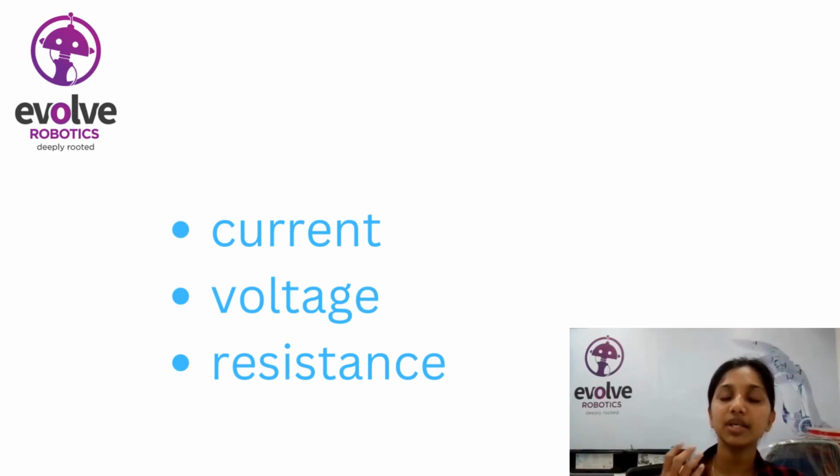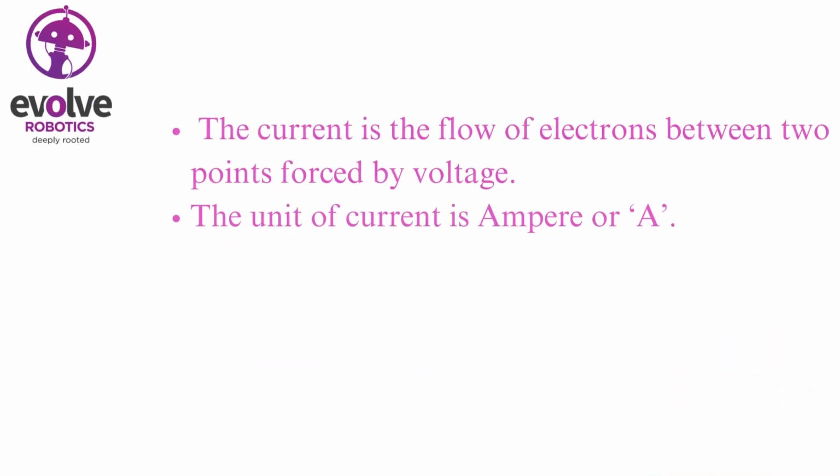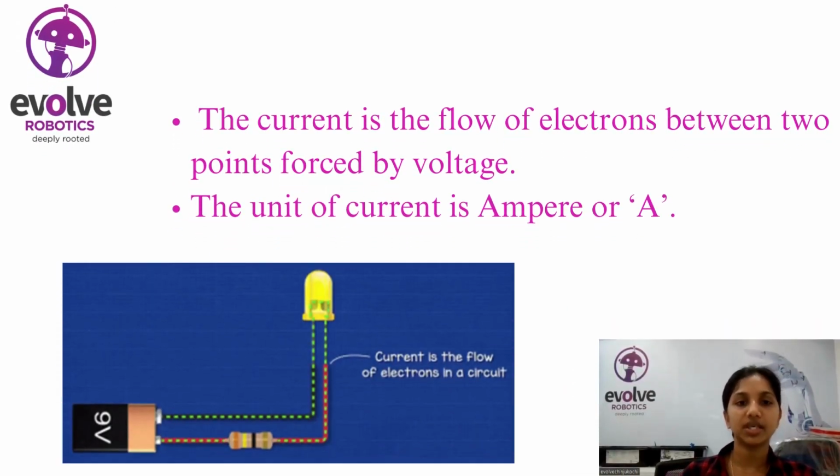Current is the movement of electrons in a particle, and voltage is boosting the flow of electrons in an atom. That is voltage. And resistance is providing opposition to the flow of electrons. So all these three are included in the electronics section. Now I'm going with current. The motion of electrons through a conductor gives us electric current.